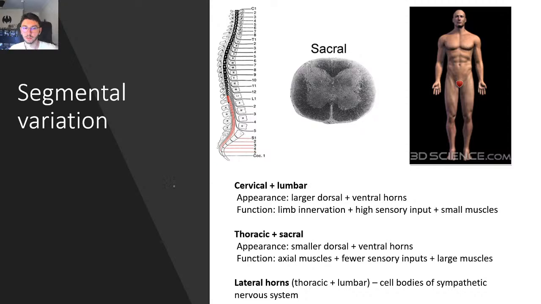That's for the lumbar. For the thoracic and sacral, that's your back, and other different muscles, which are the perineum, which require fewer sensory inputs, and it's the axial muscles, the ones near the skeleton. The lateral horns, which I alluded to before, are for thoracic and lumbar, and that's because they have the cell bodies of the sympathetic nervous system. So that's the unique feature for thoracic and lumbar, but other than that, this is how they're grouped together.